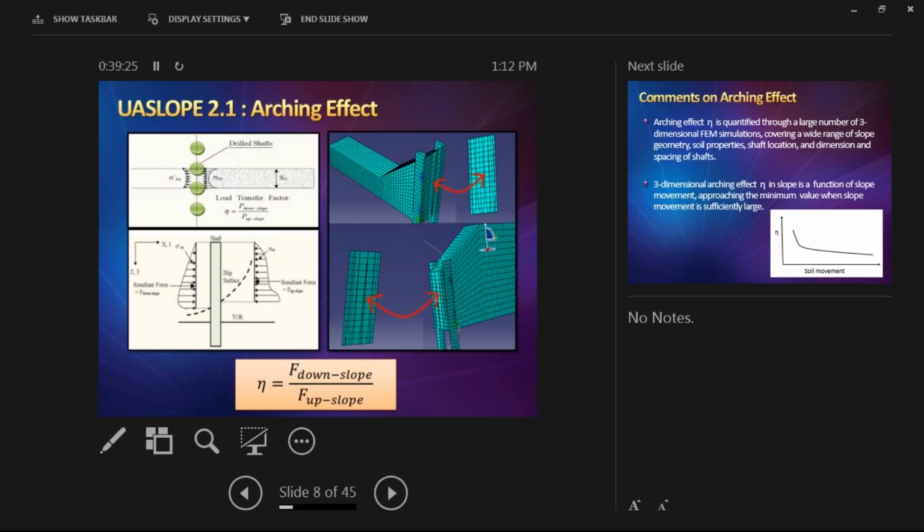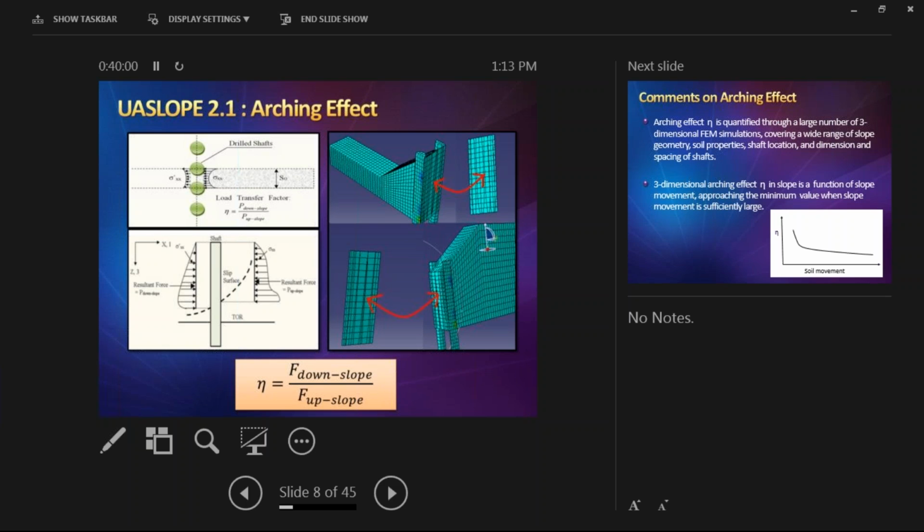Then we can compute the resultant force going from the top of the drill shaft to the slip surface and covering the spacing. So that's the force in that volume. What you have is the resultant force called the force upslope. Then you do the same thing for all the stresses on the downslope side of the drill shaft, and the resultant force is called F downslope.